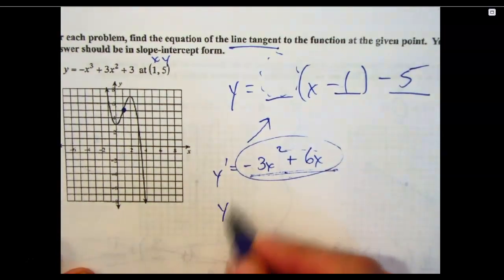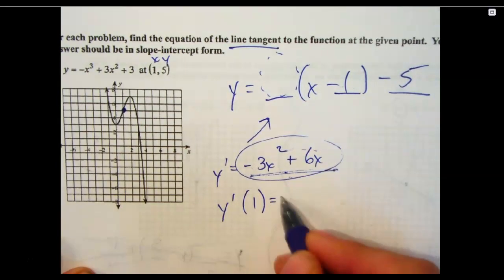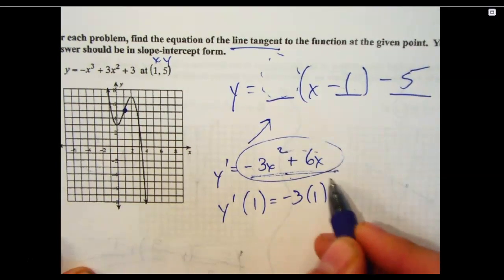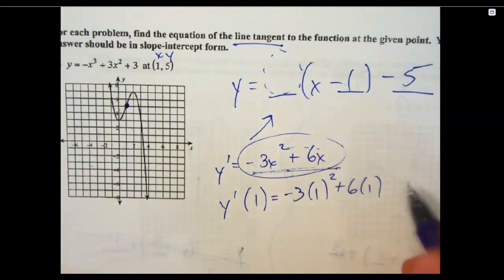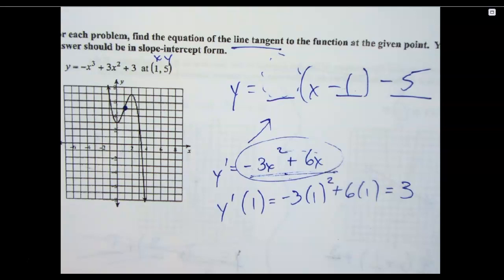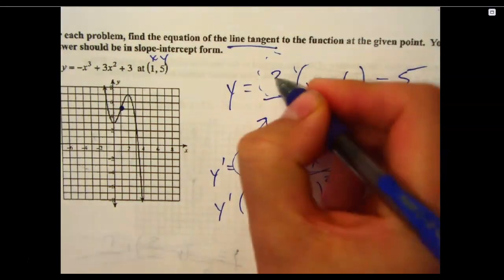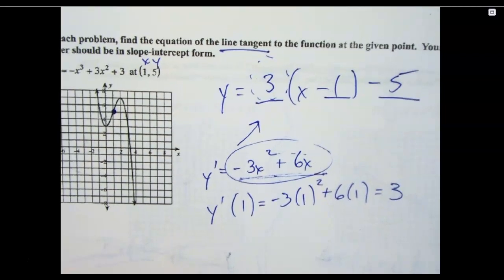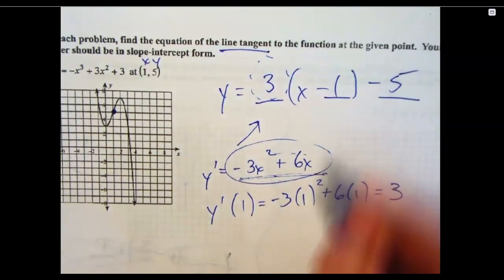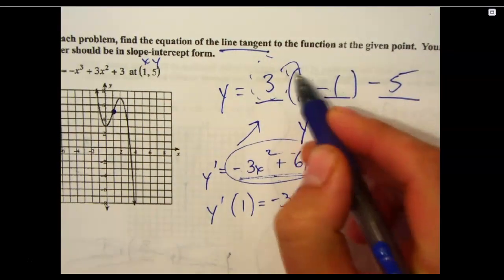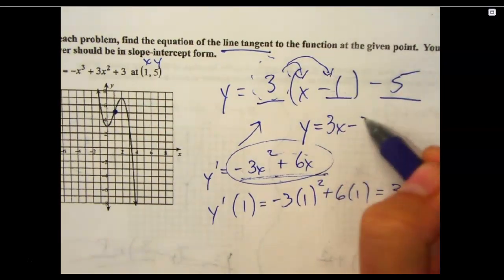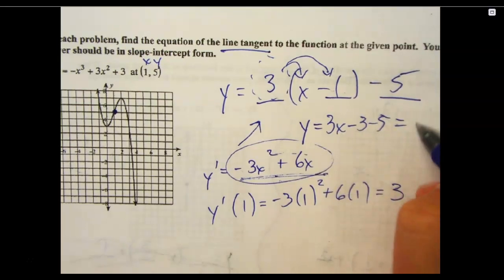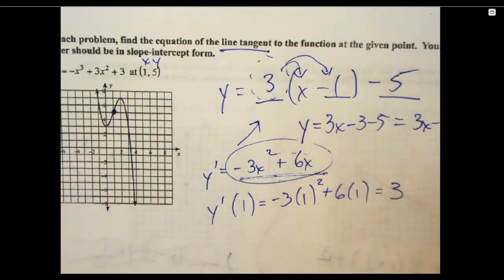So if I plug in the y value or the x value, negative 3 times 1 squared plus 6 times 1. So 3. 3 in that spot. And then distribute. y equals 3 times x, minus 3, minus 5. 3x minus 8.